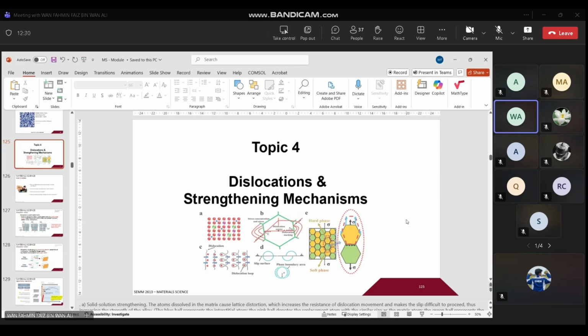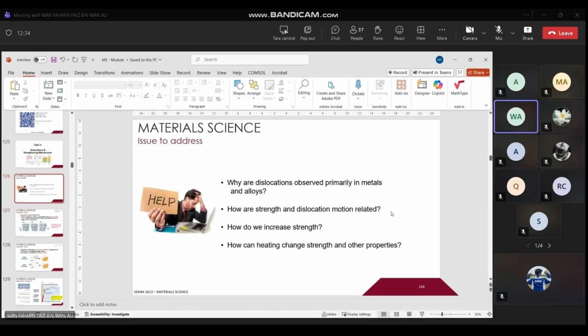Okay. Hari ni kita akan go to, hopefully sempat lah. So basically under this topic, we're going to go to the effect of dislocation, how dislocations affect the materials, the properties or strength. We're going to go to a couple of strategies to increase the material strength.